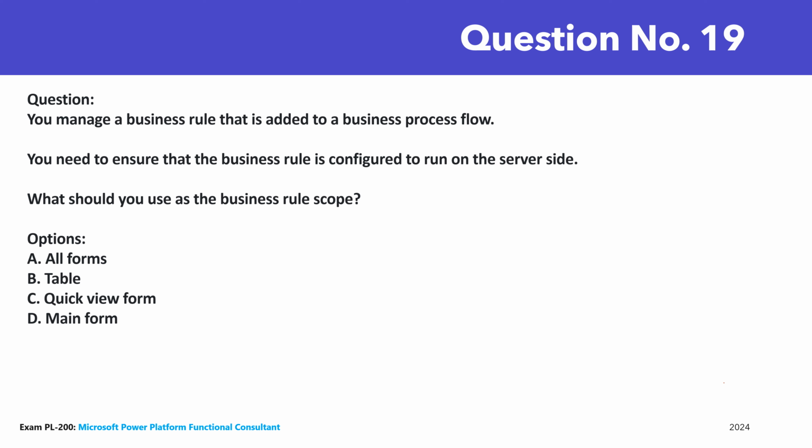Question. You manage a business rule that is added to a business process flow. You need to ensure that the business rule is configured to run on the server side. What should you use as the business rule scope? Options. A. All forms. B. Table. C. Quick view form. D. Main form.